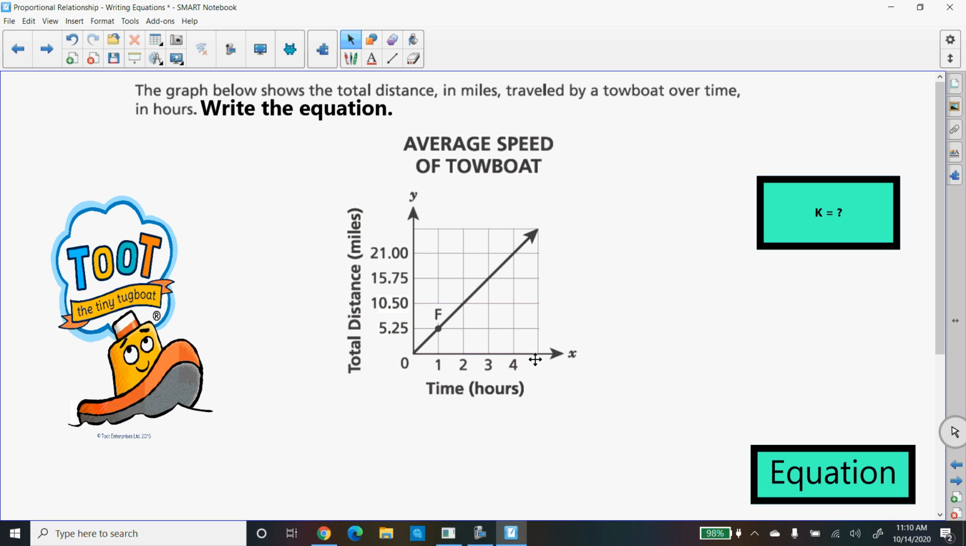And down the x-axis, which is your independent variable, is the hours. So your independent variable is your x-axis. Your dependent variable is the y-axis. So the total distance depends on how many hours you're going to travel. So let's find the K value in a graph. We haven't done that in a long time.